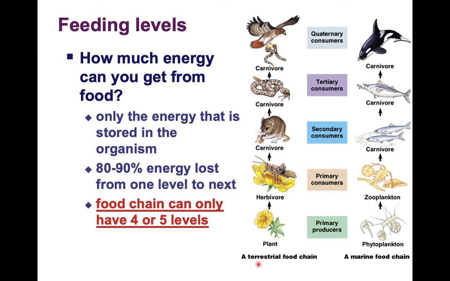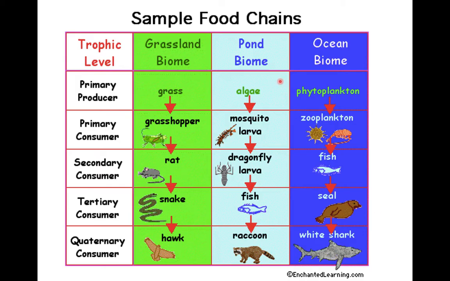So this is an example of a terrestrial food chain, that's a land food chain, and a marine food chain or an aquatic food chain. Here are other sample food chains, for example, a grassland biome, a pond biome, or an ocean biome. And again, notice how the energy moves from the producer to the consumers, right? So it doesn't matter if I turn the food chains upside down. I always need to make sure that the arrow is pointing from producer to consumer. So the organism that is getting the food is also getting the energy.